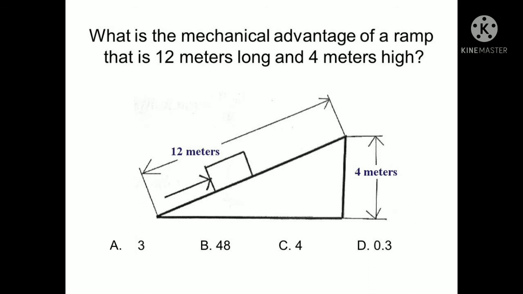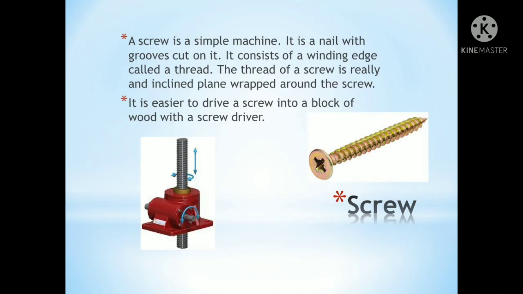Okay, students. Next we'll talk about the screw. So screw is a very simple machine. It is a nail with grooves cut on it, and it consists of a winding edge called a thread. The thread you can see there. The thread of the screw is really an inclined plane wrapped around the screw. Like from up to down, it is like an inclined plane. It is easier to drive a screw into a block of wood with a screwdriver. Okay, so this is also a very simple machine.